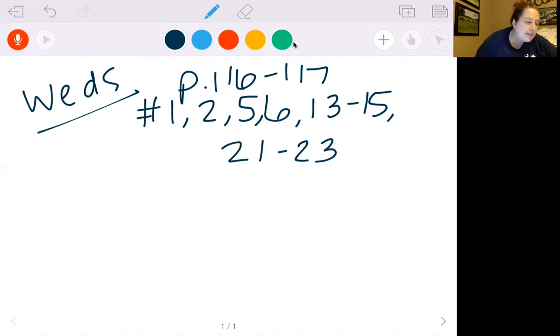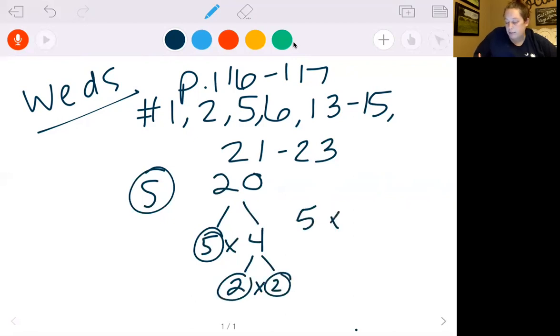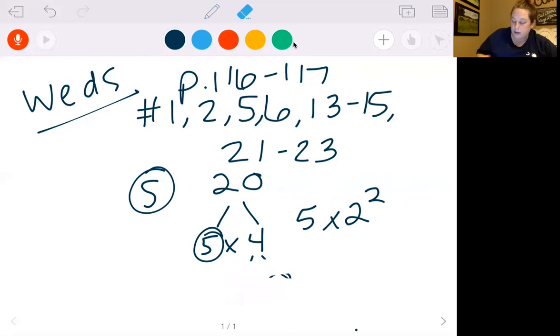Numbers 5 and 6, you're going to do the same thing, but you're going to write the answer with an exponent. So let's do number 5 together real quick. If they gave you 20 on number 5, you would do 5 times 4, 2 times 2. So our answer would be 5 times 2 squared. So that's your freebie answer for number 5. You're going to do it just like that. Same thing for number 6. Then you're going to skip on down to 13 through 15.